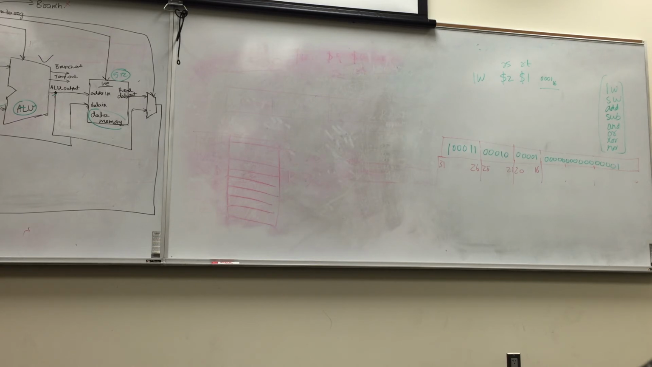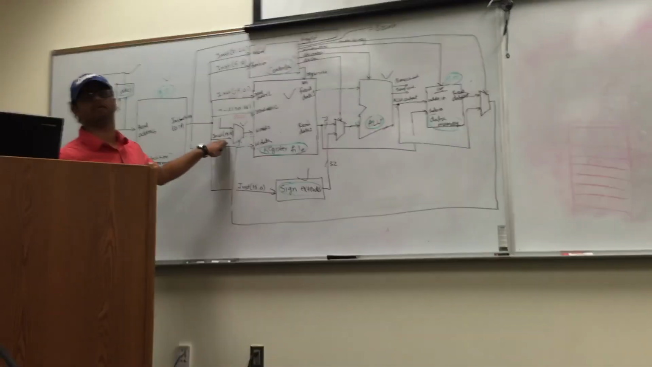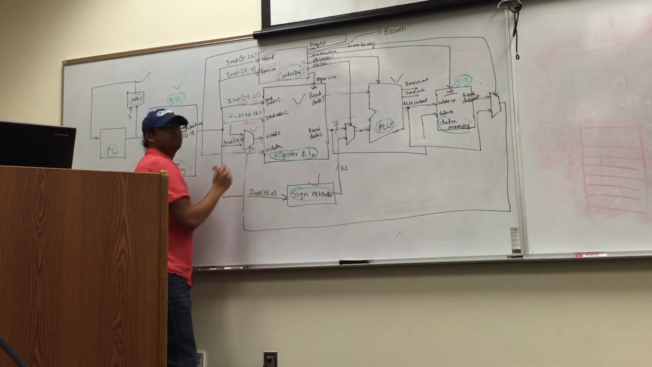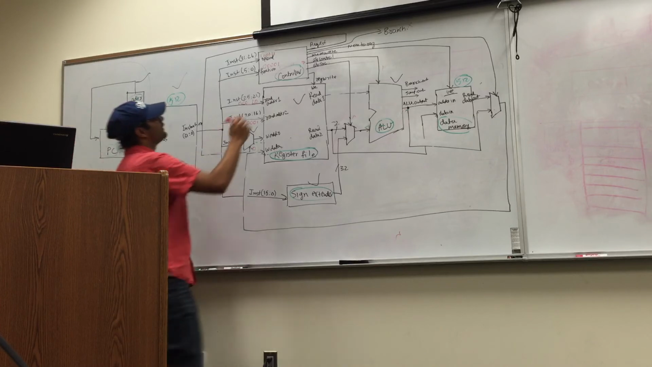So what would be the value of this mux? 0? Yes. Why 0? Because you don't want to pull in part of the... Yeah, correct. And then even if you write, you need to write into the RT value, not the RD value. There's no RD there. Okay? So that's why it is 0. Okay? So this bit is 0.